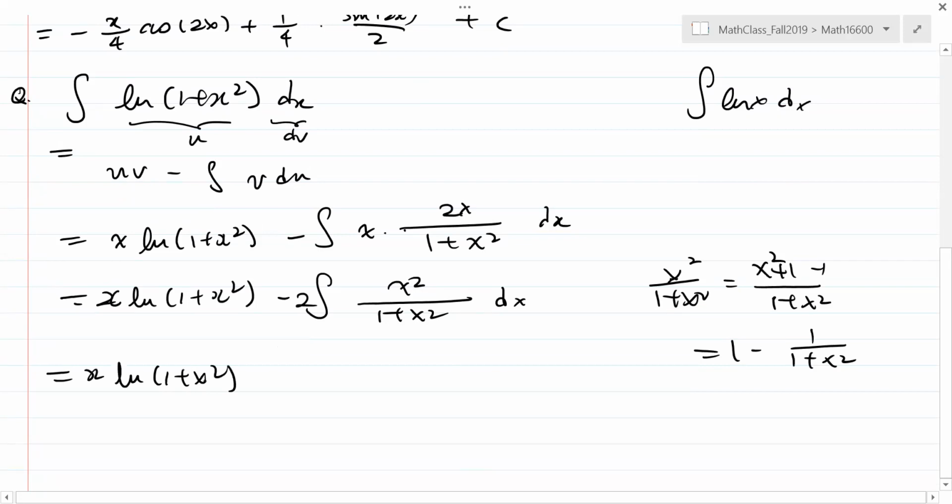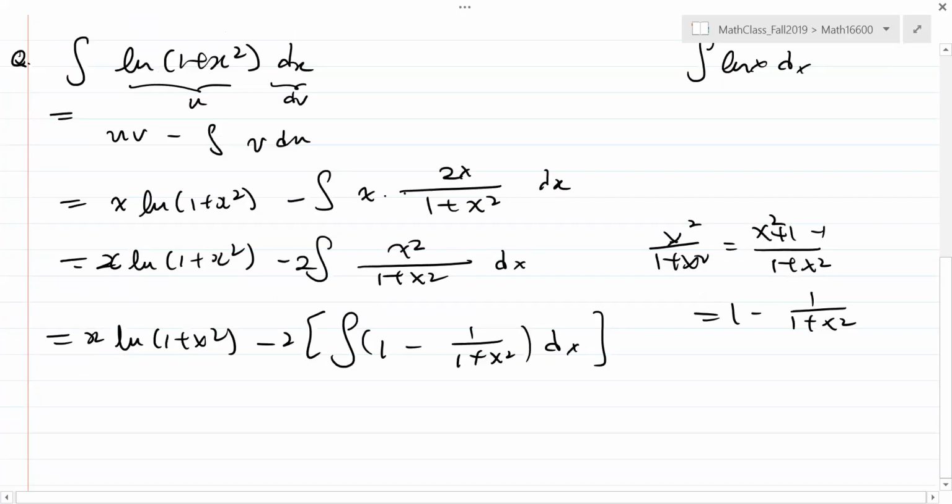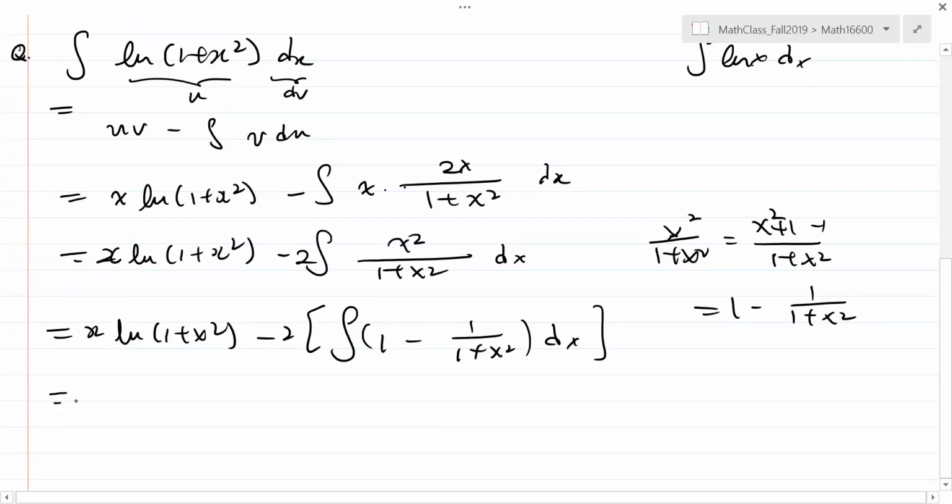So this is called a two-step problem. We're not going to go further. So here's the integral of 1 minus 1 over 1 plus x squared dx. All right. So the integral of the first term is x. The integral of the second term is a standard formula. The integral of 1 over 1 plus x squared is arctangent x.